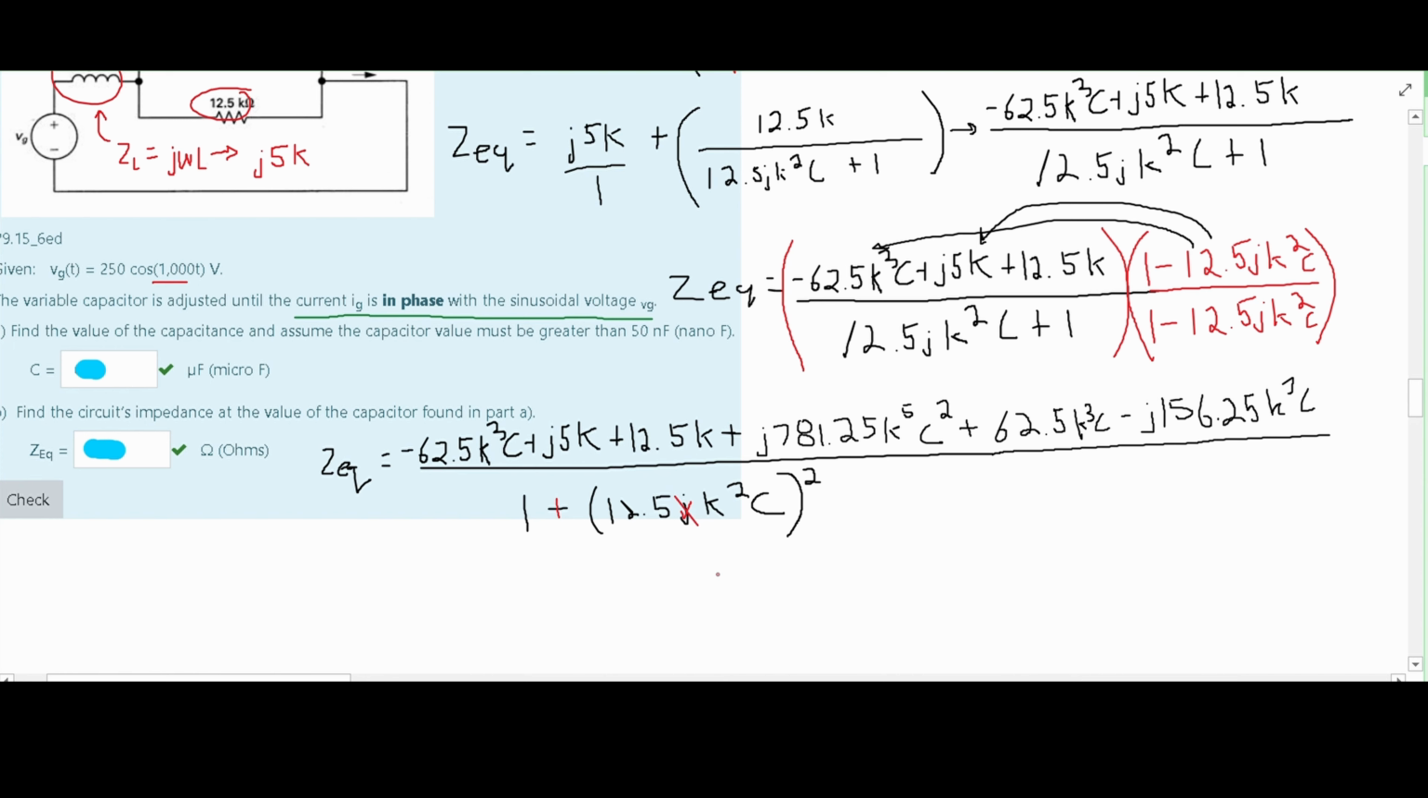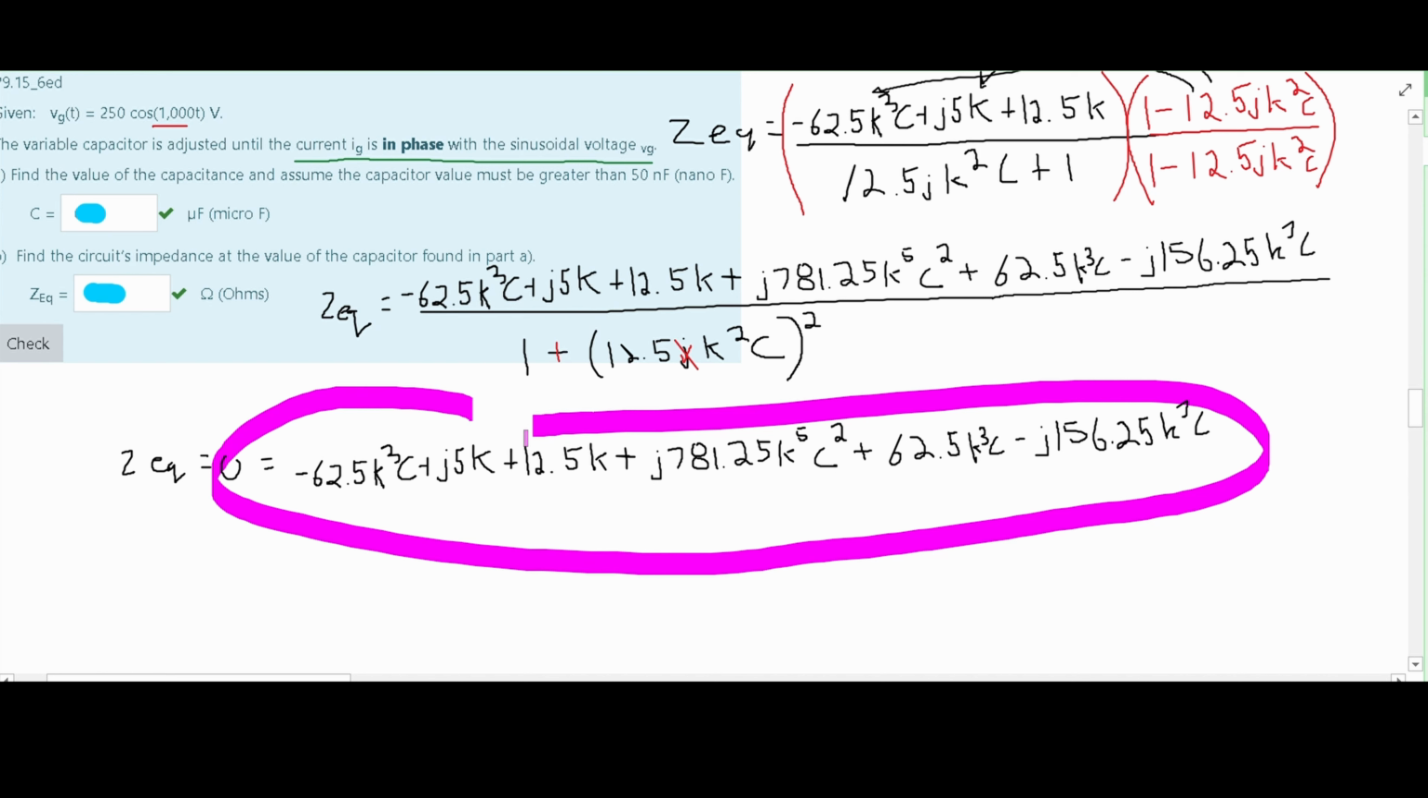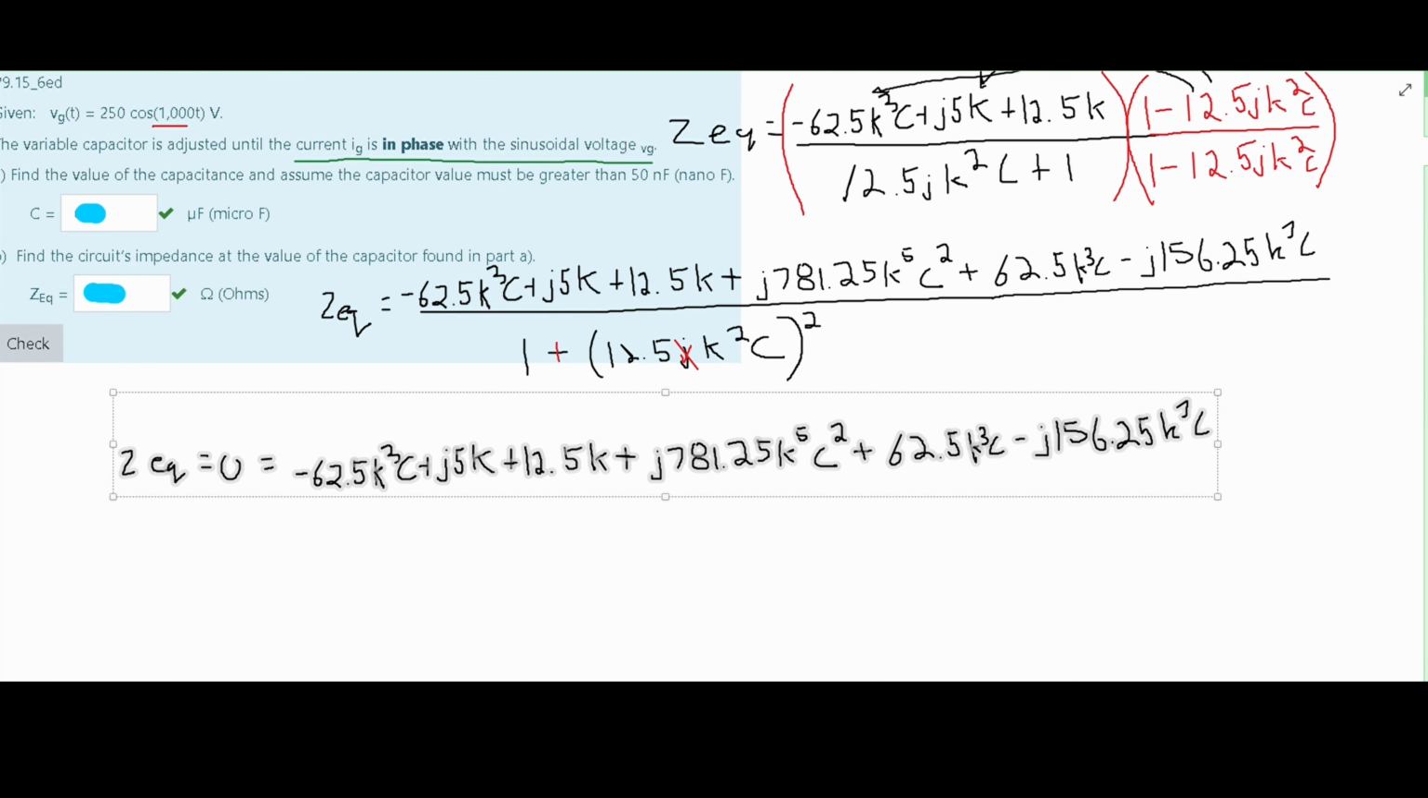Since we no longer have any imaginary numbers on the bottom, we can set our Z equivalent equal to 0. And now this is going to be equal to the entire numerator. We don't need to worry about the denominator anymore. With this being equal to 0, all we are looking for is the imaginary numbers that are J. So anything that doesn't have a J inside of it, we are not going to involve in this equation. Just like with this bottom part right here, we're not involving any of this stuff.